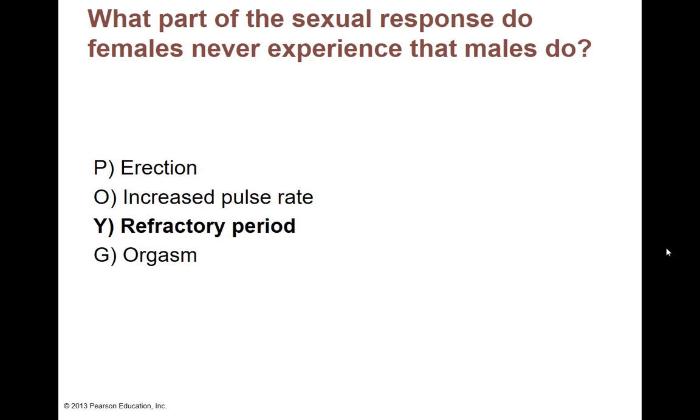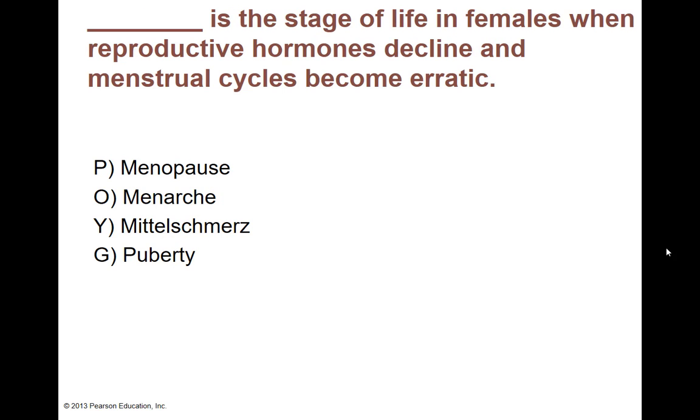Females, when you're like, whatever, females don't get erections. There is the same tissue in the clitoris that there is in the male penis that causes an erection. So the clitoris still fills with blood and is considered erect when it fills with blood. This is the stage of life in females when reproductive hormones decline and menstrual cycles become erratic. It's the end, menopause. Around the age of 50-ish, give or take.